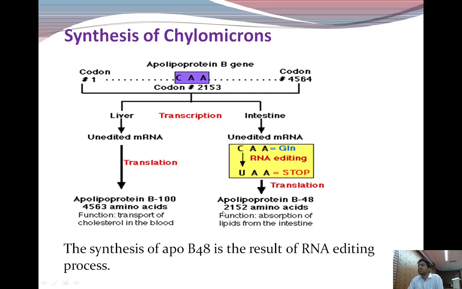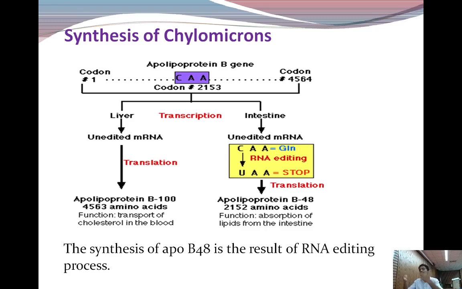So then it will contain only 2152 amino acids. That's why the name ApoB48. It means only 48% of the translation completed and a stop codon came. Once a stop codon comes, no further translation can proceed, right? So this is truncated. This is the smaller version of ApoB100, which is formed in the liver.